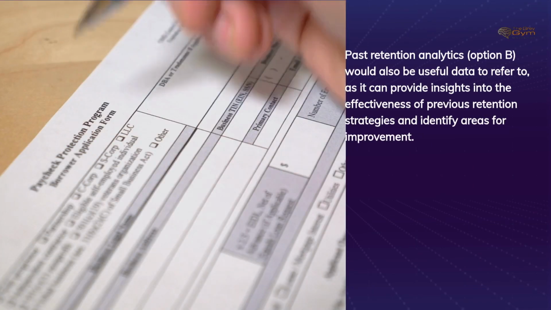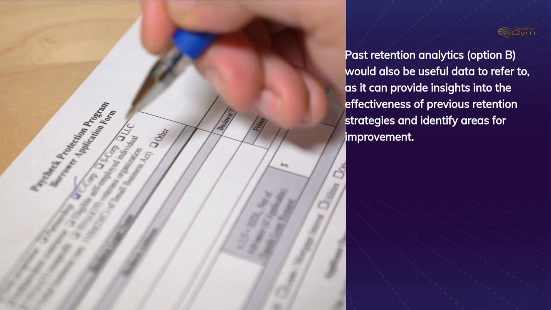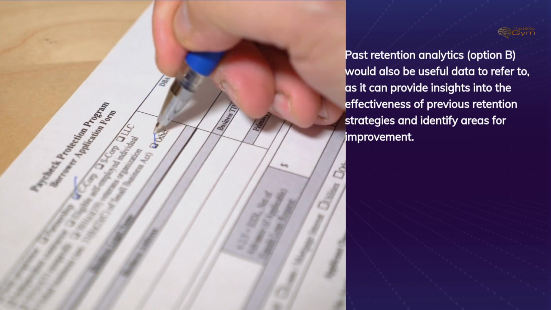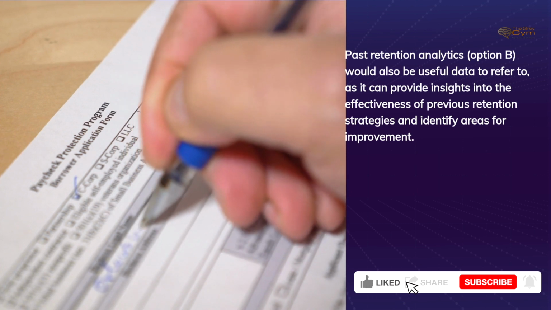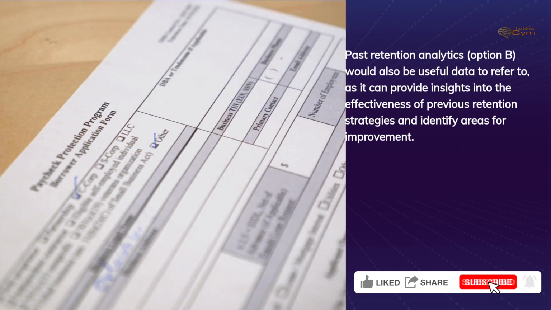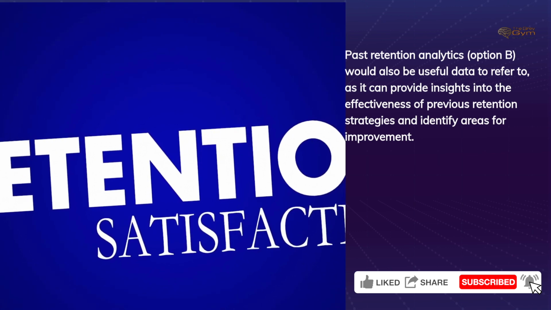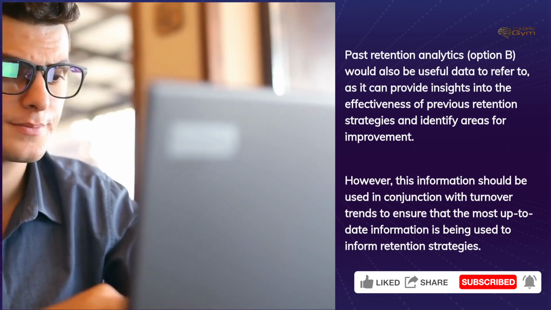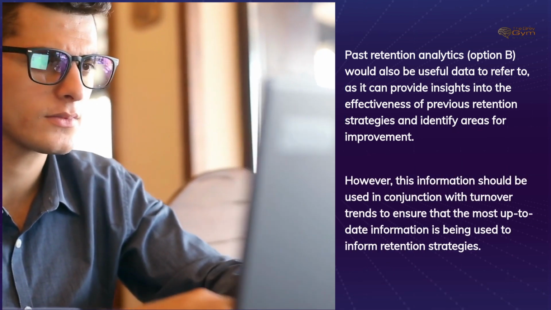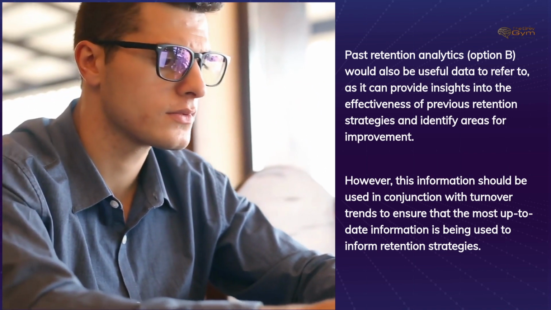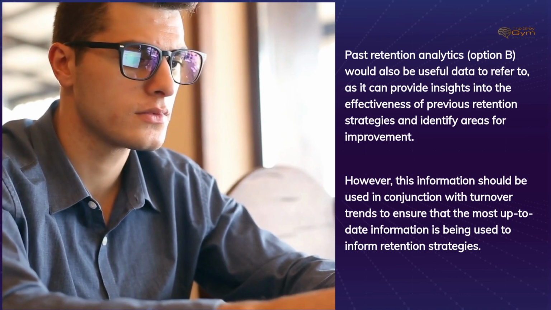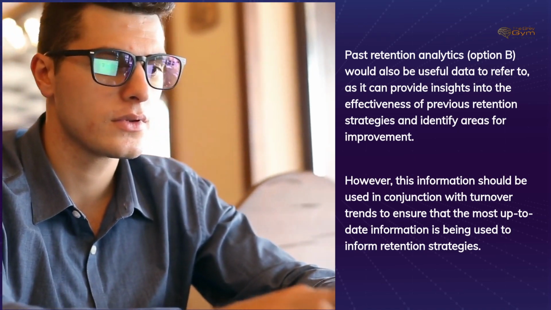Past retention analytics, option B, would also be useful data to refer to, as it can provide insights into the effectiveness of previous retention strategies and identify areas for improvement. However, this information should be used in conjunction with turnover trends to ensure that the most up-to-date information is being used to inform retention strategies.